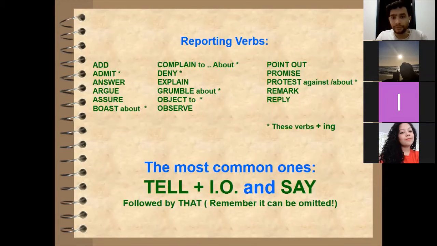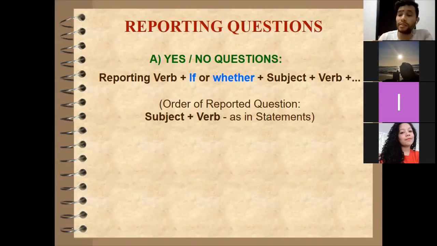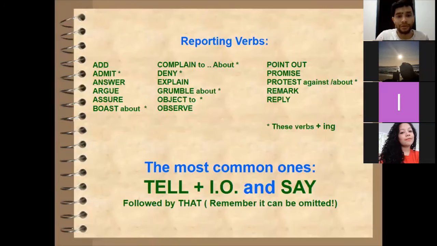All right? Now let's move on to the next group of reporting sentences. The first one was reporting statements, and now we have reporting questions. In the case of questions, remember we have two types of questions. The first type is yes, no questions, and the second type is WH questions. Now, first, let's speak about yes, no questions. When we have a yes, no question, we don't use that like in the previous examples. Hang on here.